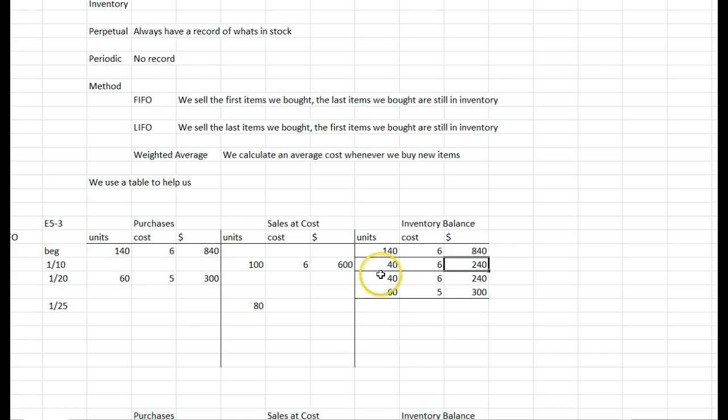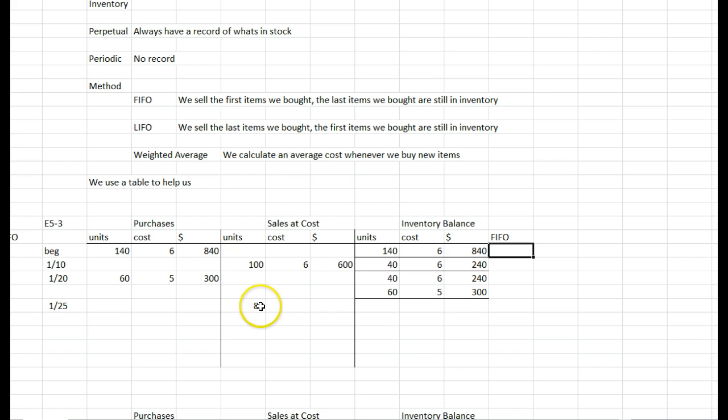So we've got the 40 units that we started with, or had left from the 10th, at $6, and then the new 60 units we bought on the 20th at $5. So this represents our total inventory cost at that particular time. Okay? Then we sold 80. So since this particular answer is on FIFO, just type it in and make sure you see it.